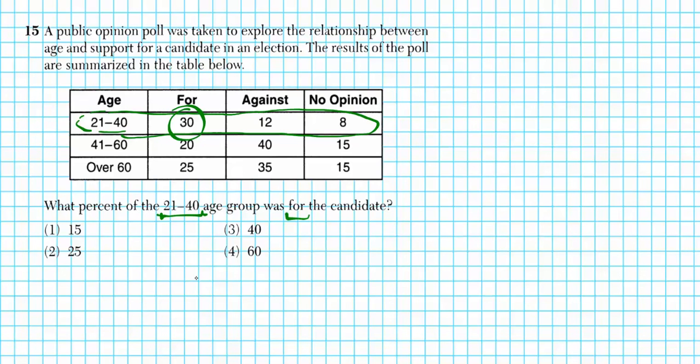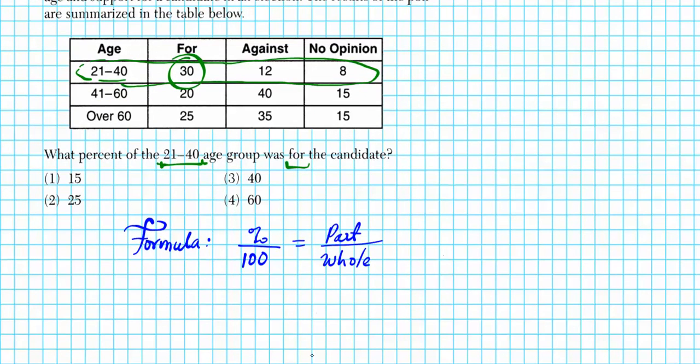All right, so let's take a look at the formula that will guide our problem solving process for this problem. So this is a setup right here. Percent over 100 is equal to part over whole. Okay, so that's the formula we're going to use. Now, what is the percent that's for the candidate? Percent for the candidate is what we're looking for, so that's our unknown. All right, what's the part? How many are for in between the ages of 21 to 40? We have 30, okay? So that's a part. And then what's the whole? What's the total number of people in that age bracket that we surveyed? So to get the whole, you compute the sum of these three values, for, against, and no opinion. So 30 plus 12 plus 8. When you sum it up, you get 50.